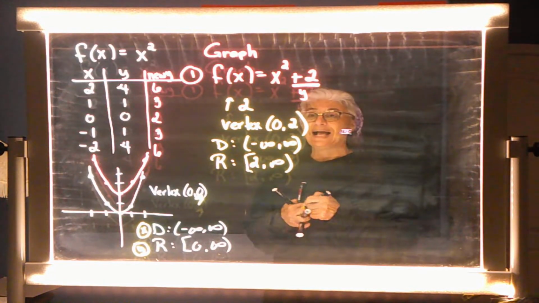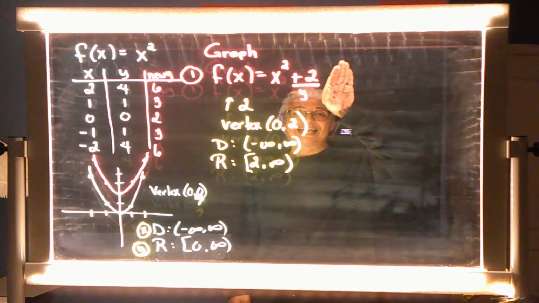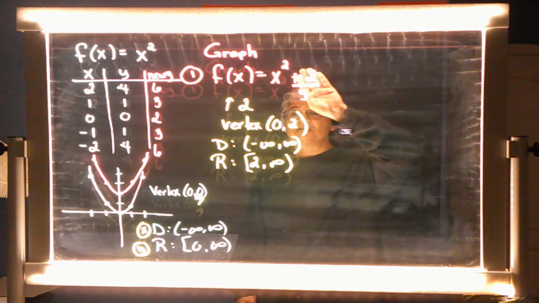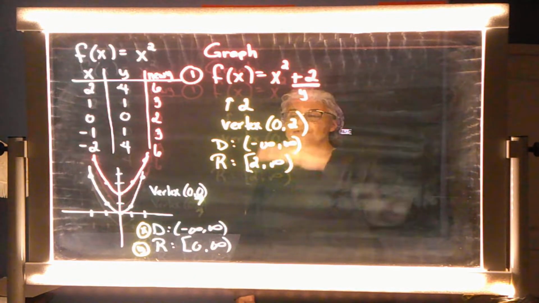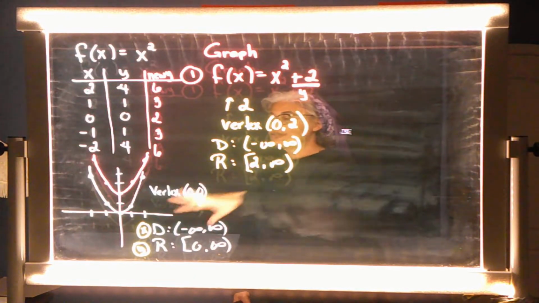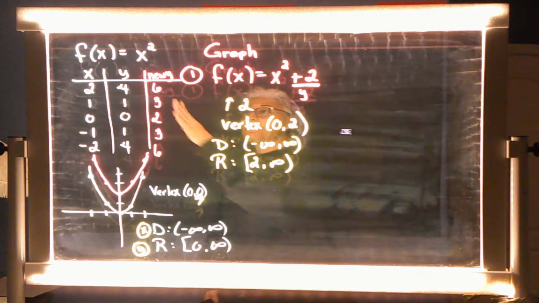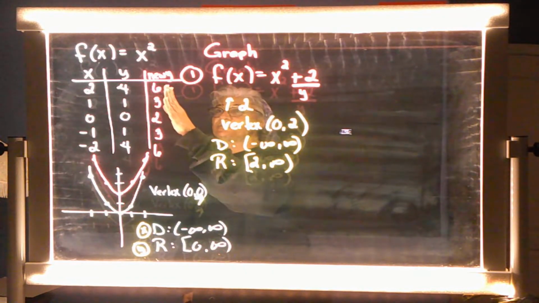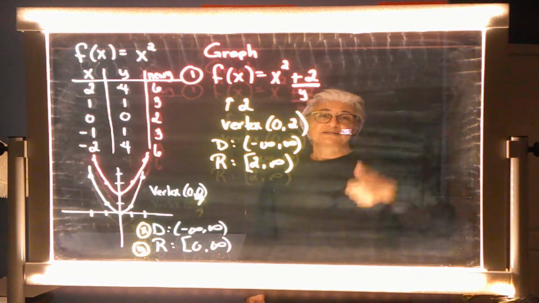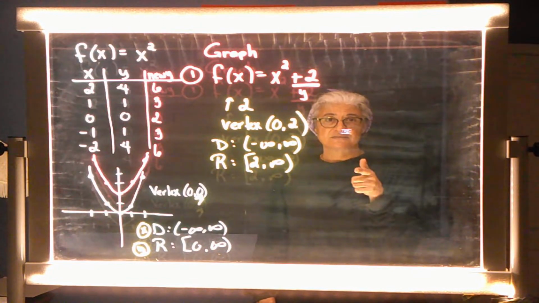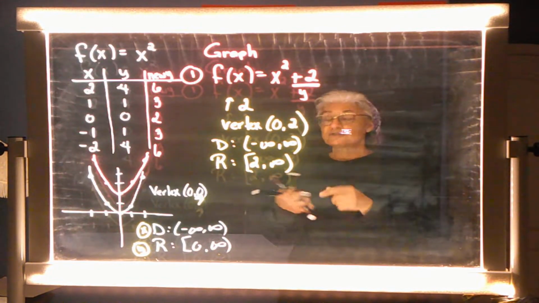Cool. So adding this 2 at the end affected the y's, which means your vertex shifted up 2, your range shifted up 2, the entire graph shifted up 2 spaces, because the difference from the old y's to the new y's was 2 spaces up. Does that make sense? Okay, let's look at another problem.